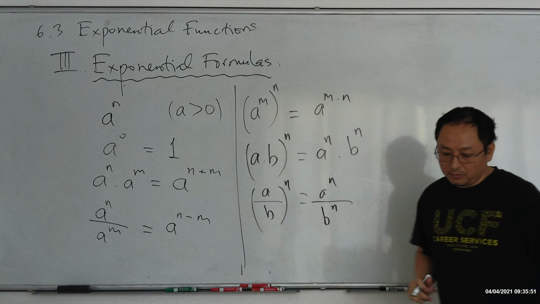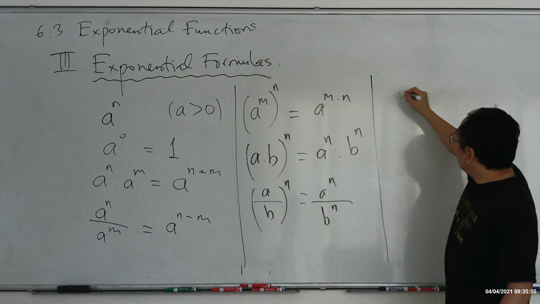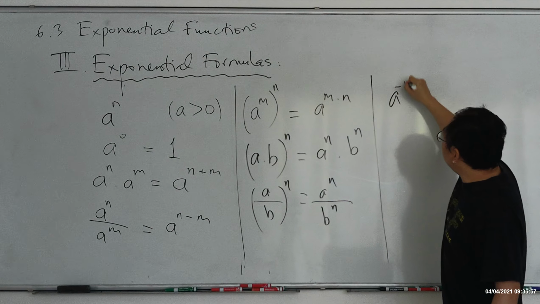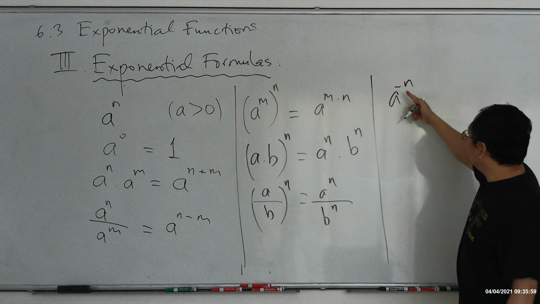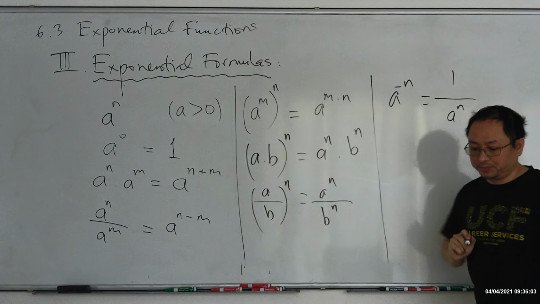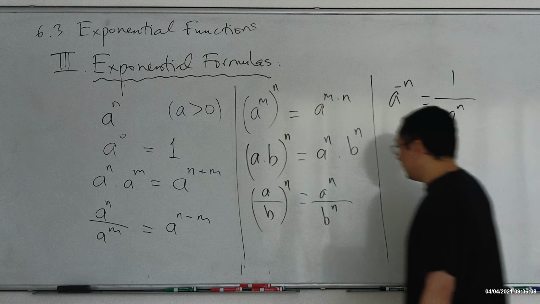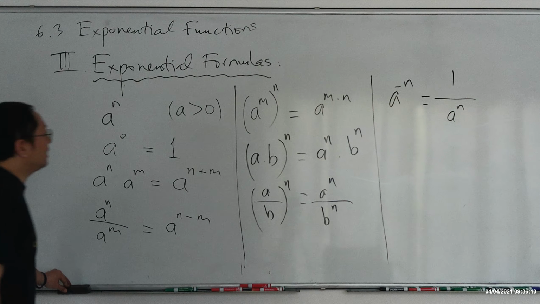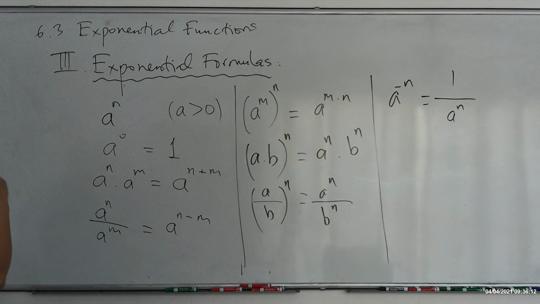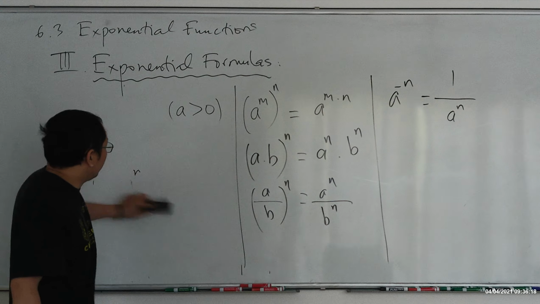More. Now, a negative exponent: a to the negative n. Say you don't like the negative in front of the exponent, you can change it to 1 over a to the n. Okay, those are pretty much some properties of exponential equations or exponential expressions.